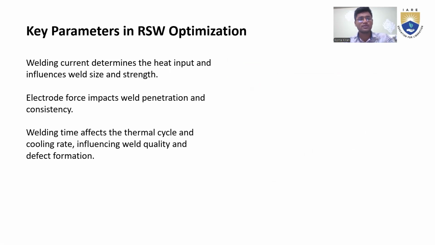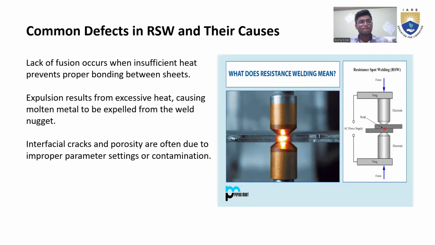The key parameters in RSW optimization: welding current determines the heat input and influences weld size and strength. This is one key parameter. The other is electrode force, which impacts weld penetration and consistency. Welding time affects the thermal cycle and cooling rate, influencing weld quality and defect formation. These are the key parameters in RSW.